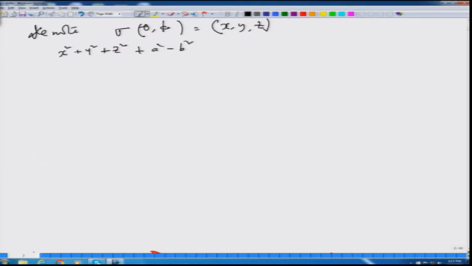So, do x square, this simple exercise, x square plus y square plus z square plus a square minus b square. You can see very easily, so you have to check it, this will come out to be 2a plus b cos theta.